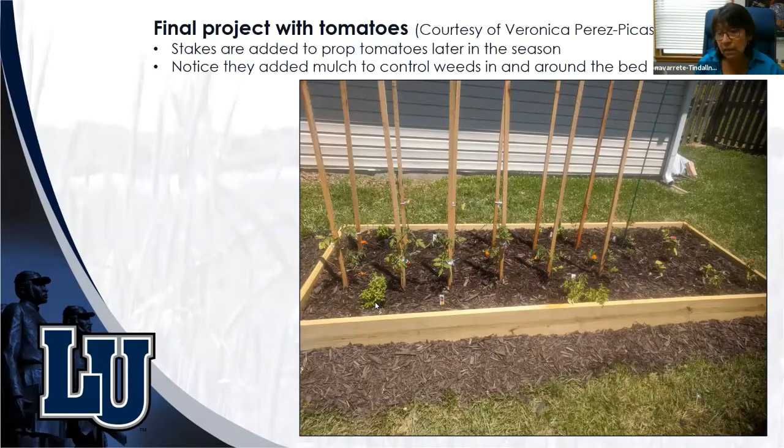And they also added some herbs. So later on, this bed is going to be full. They also added mulch. That's a way to control weeds, and even around the bed.